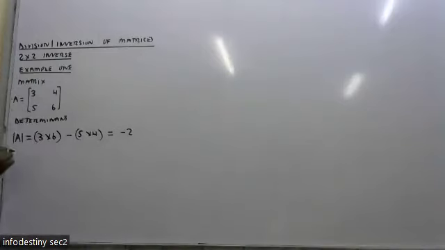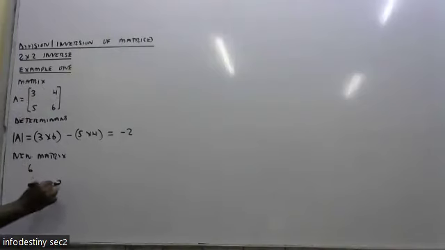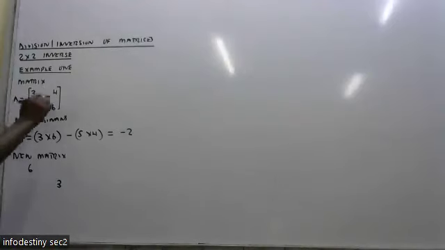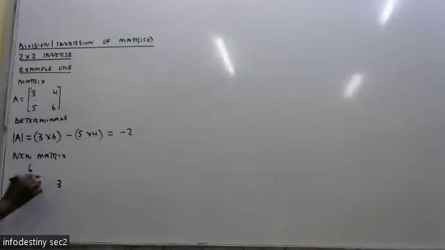Then you create something we call new matrix. Now, new matrix is created in 2 ways, or by doing 2 things. The first thing is the major diagonal, you change their positions. So 6 inakuja hapa na 3 inakuja hapa. Then for the minus, you change the sign. Positive, negative, positive, negative. So now that these are positives, this becomes minus 5, and this becomes minus 4.